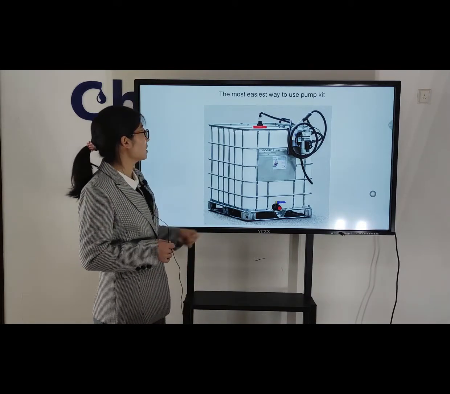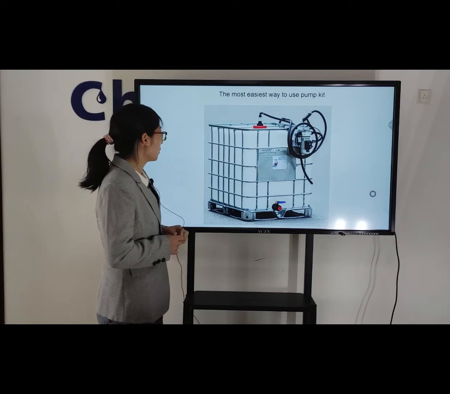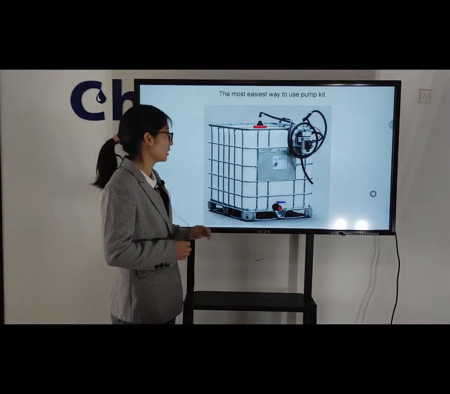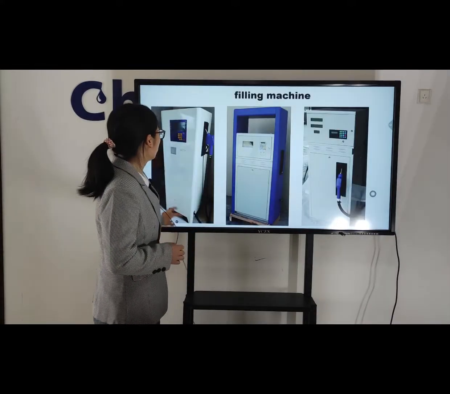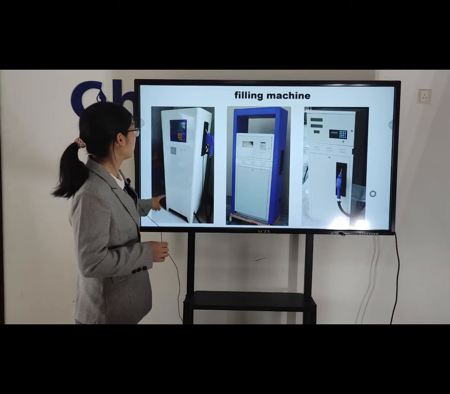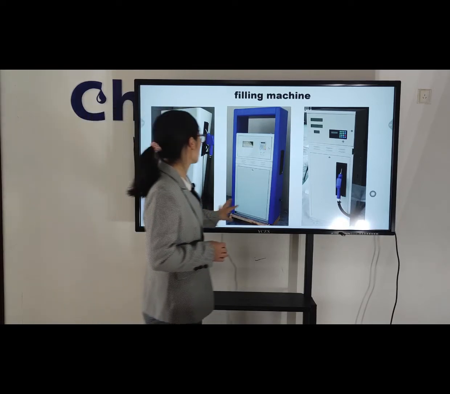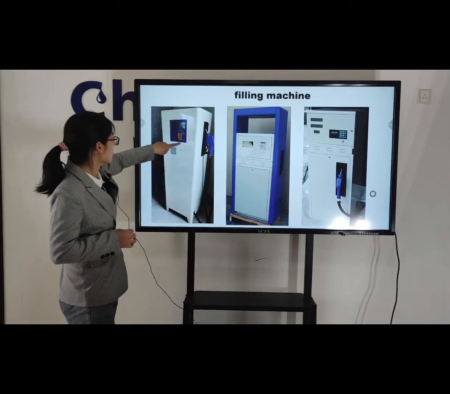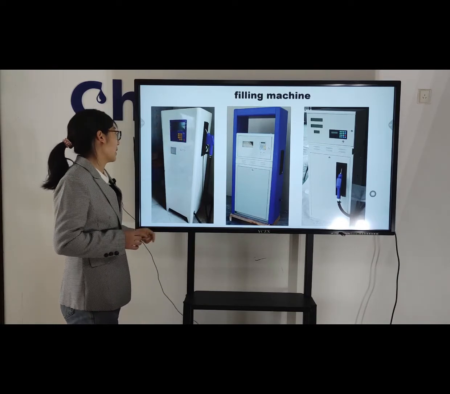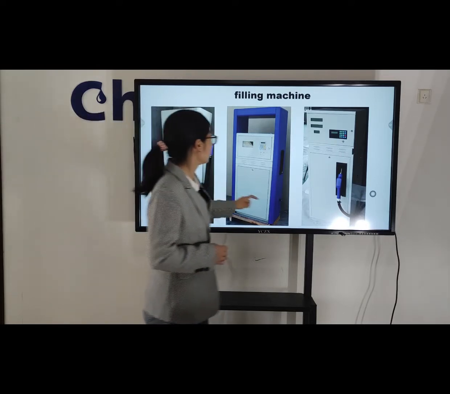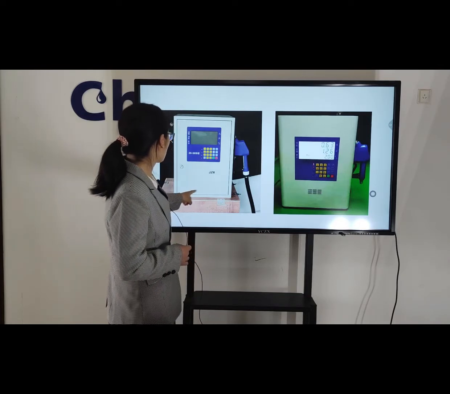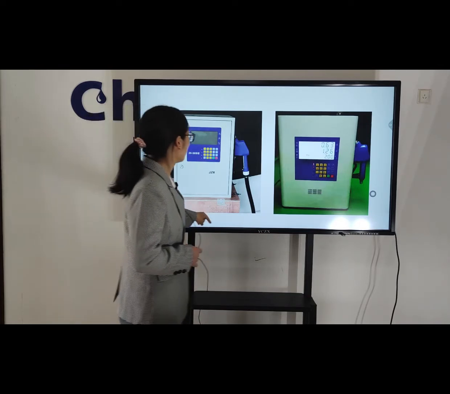And this is the easiest way to use the pump kit, directly assembling it to the IBC drum. We also have other ways to use the pump kit, like here, to make it into a filling station or filling machine. There are different types of filling machine, and these panels can also be customized with your own language, such as Spanish or Russian. Here's the small type of filling machine.